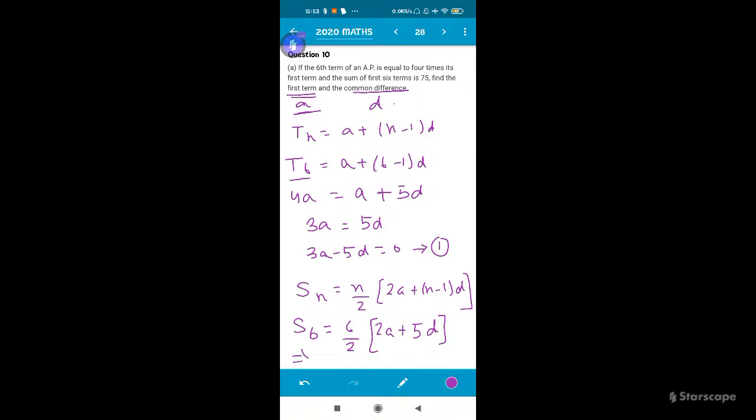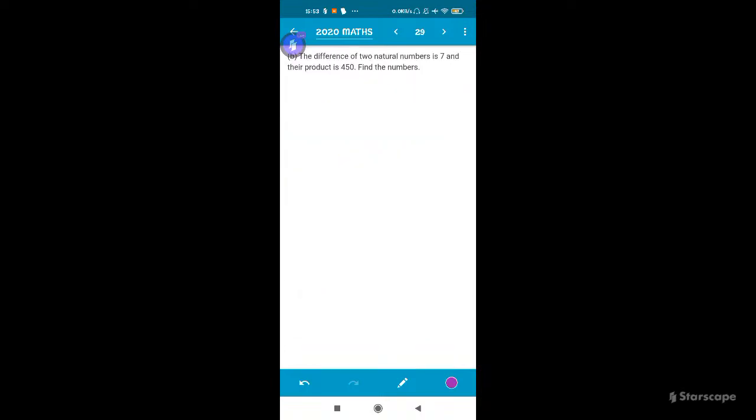So the sum total is given as 75. So 75 is equal to 3 into (2a plus 5d). You can cancel 3 and 75. You will get 25. So you are getting 25 equals 2a plus 5d.